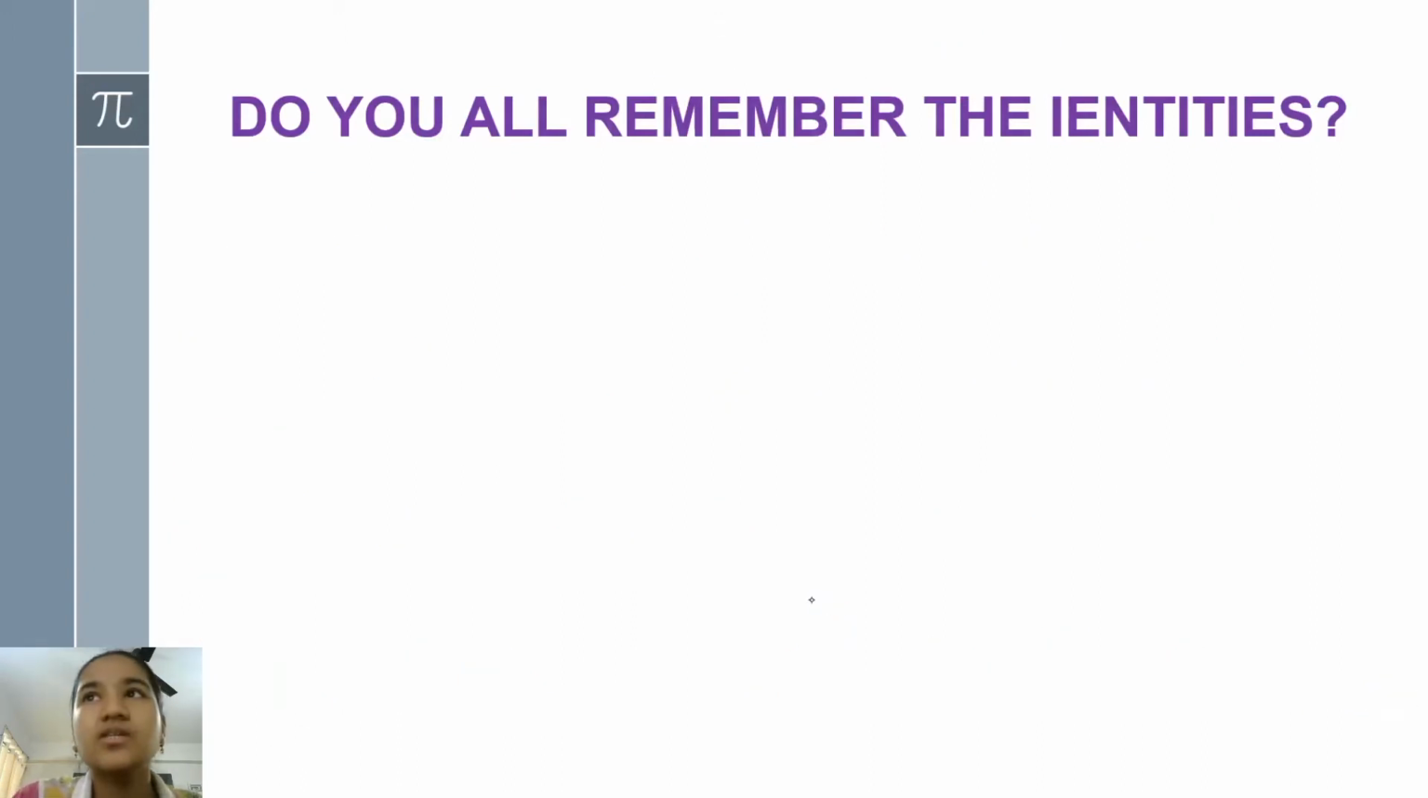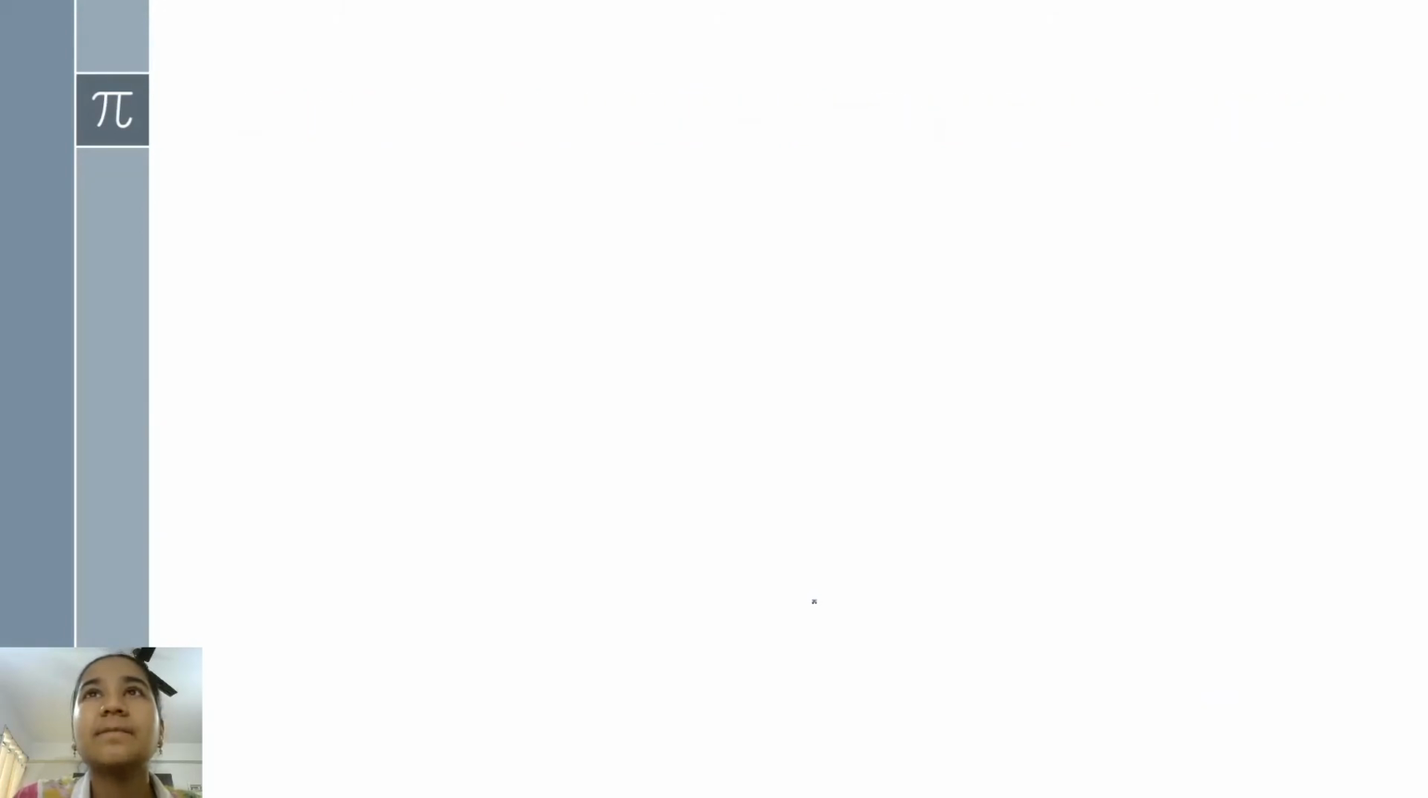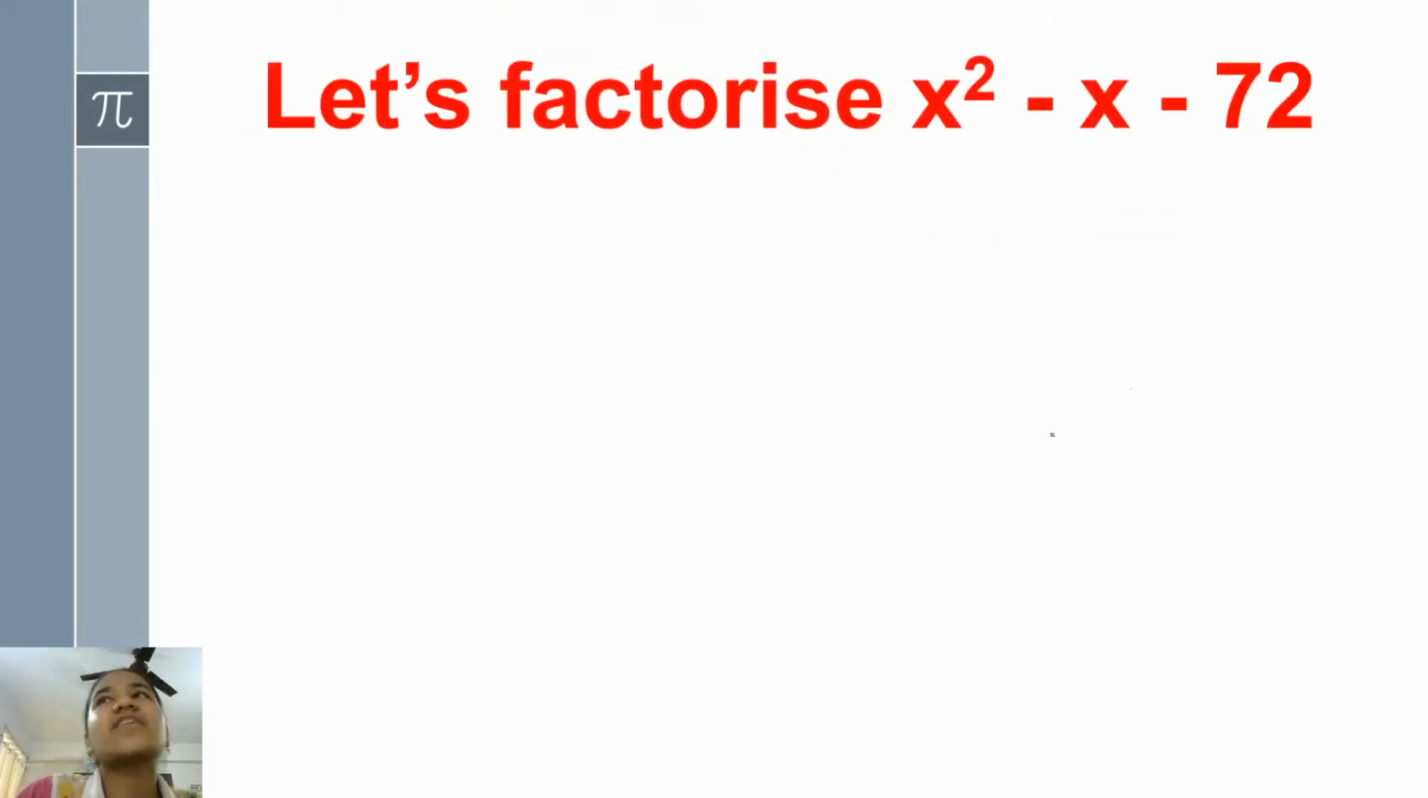Yes, so I hope we all are pretty clear with all these identities, right? Okay, so the next thing, let's factorize x square minus x minus 72. So as I told you, we have to rack our brains. So we have to apply this identity.